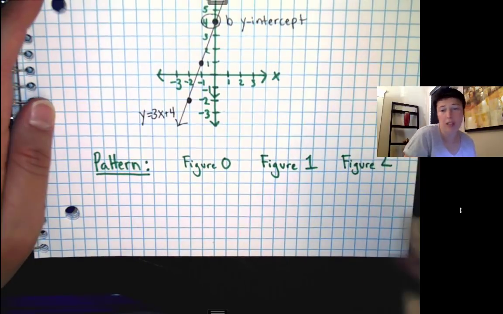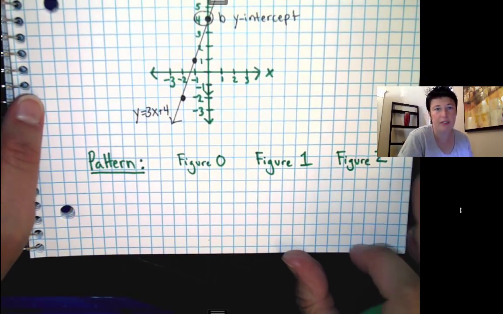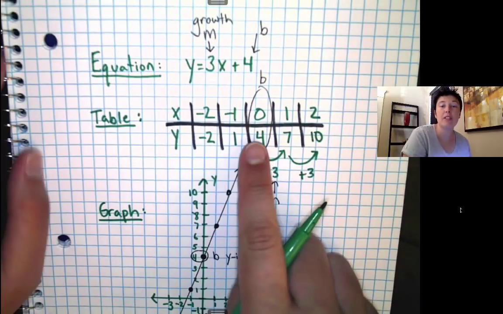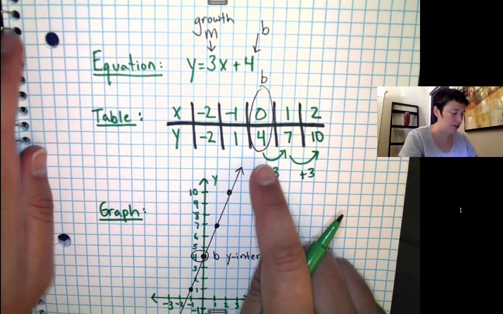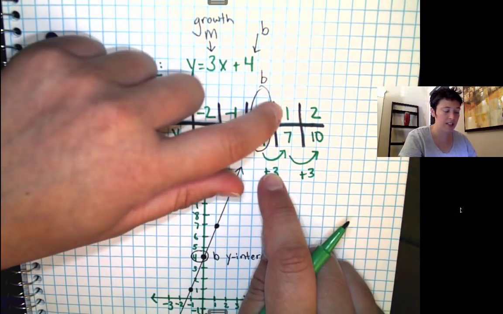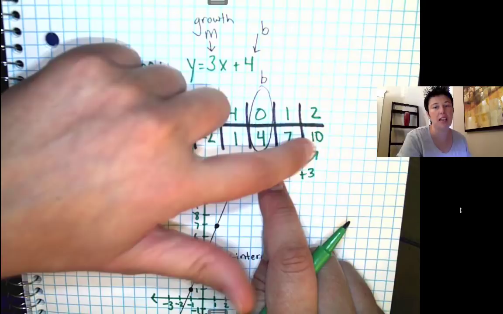And you could keep going. You could do figure 3, 4, and 5 if you felt like it. But here's the thing you have to remember. The table numbers tell us what we're doing for a pattern. So figure 0 has to have 4 tiles. Figure 1 has to have 7. Figure 2 has to have 10. So it's got to be 4, 7, and 10.